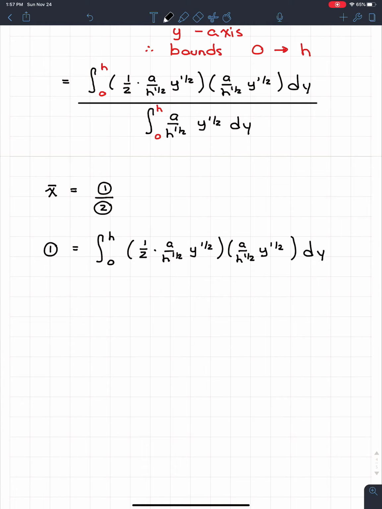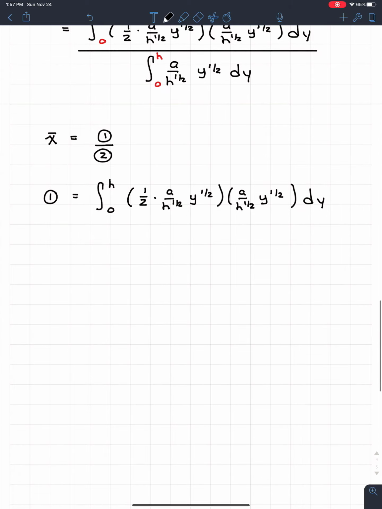So before you start throwing these into your calculator, the best thing that you always want to do is just simplify things. So the first thing I'm going to do is set it equal, and I see that I got a 1/2 here. This 1/2 is just a constant value. So remember, constants can come out. So the 1/2 is going to come out of the integral, and the integral is still going to be from 0 to h.